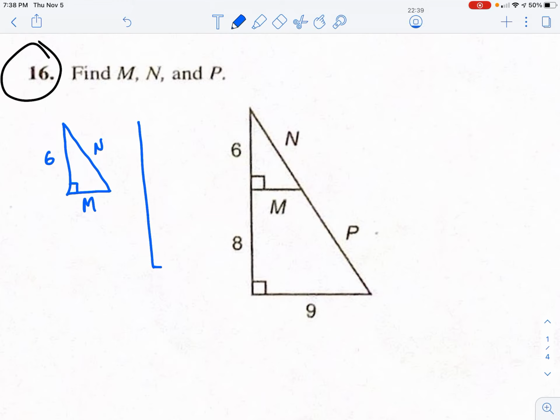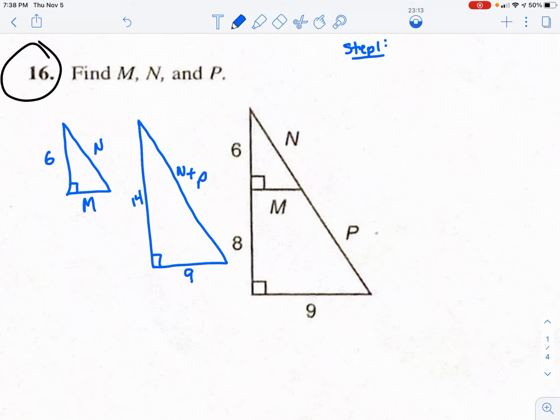And then you have the big guy. You have N plus P for the hypotenuse. You have 9 for the bottom, and you have 14 for this side. Okay, so I'm going to just try to write everything up here. So we're going to look at step 1. Step 1, we're going to set up a proportion wherever we can.